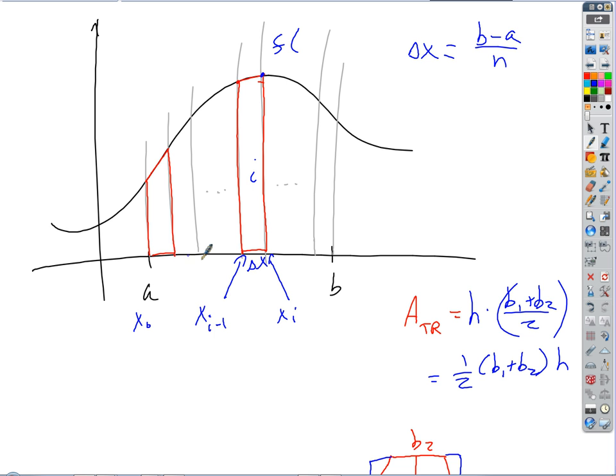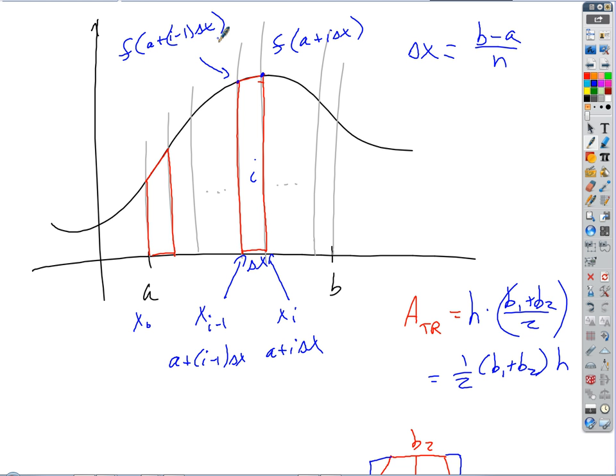Is this ringing a bell? Then we get x sub 2 all the way over to x sub i, right? So x sub i is really just equal to a plus i delta x, right? And this one would be a plus (i minus 1) delta x, right? So this is just going to be f of x sub i, which is f of (a plus i delta x), the right base. And the left base is just going to be f of (a plus (i minus 1) delta x), right?